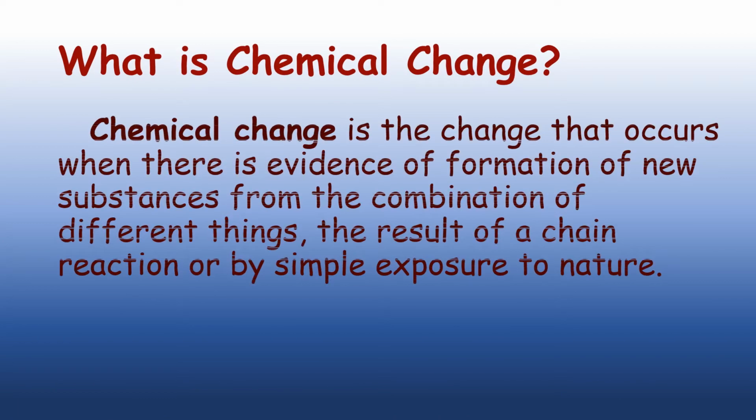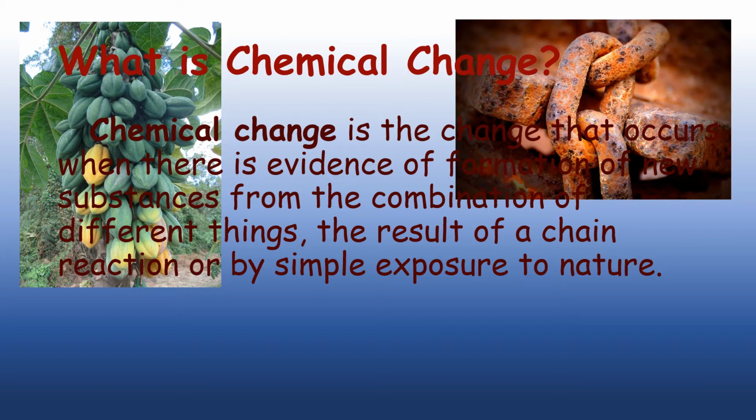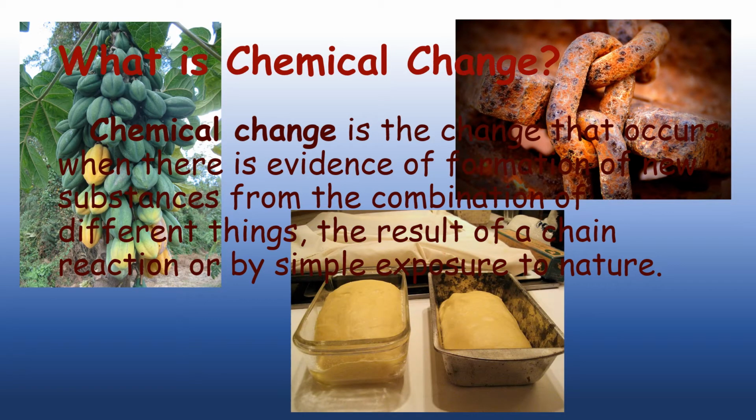What is chemical change? Chemical change is the change that occurs when there is evidence of formation of new substances from the combination of different things, the result of a chain reaction, or by simple exposure to nature.